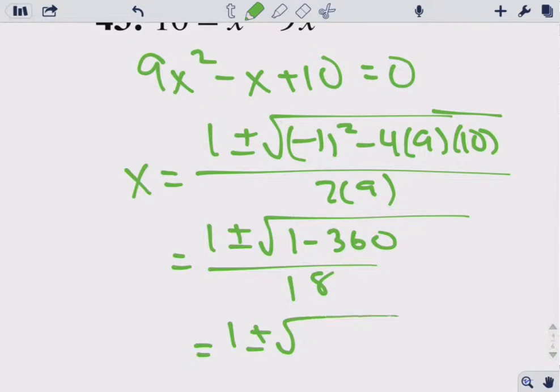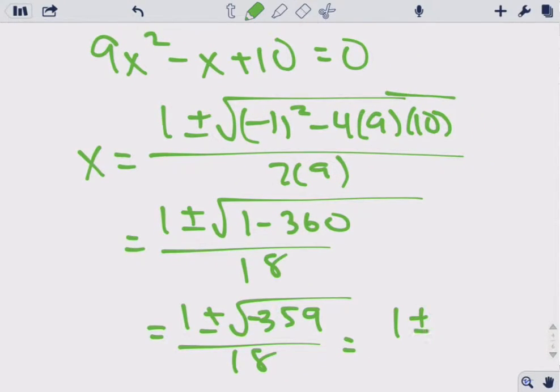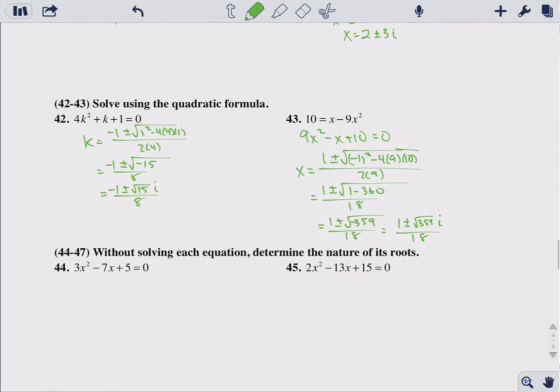It's 1 plus or minus the square root of negative 359 over 18, which is equal to 1 plus or minus the square root of 359 i over 18. I don't think a perfect square goes into 359. It's not divisible by 3, and if it's not divisible by 3, it's not divisible by 9. And those are about the only ways you can end up with 9. I guess 7, 49. Let me see if 49 goes into it. 359 divided by 49. No. Okay, so that's it for that one.